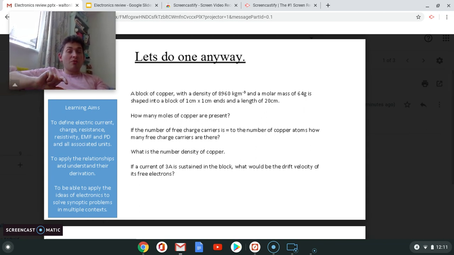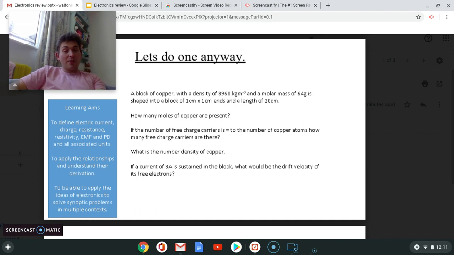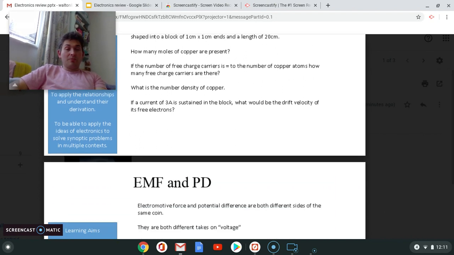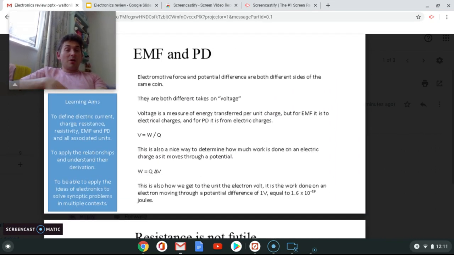And if a current of 3 amps is sustained in the copper block, what would be the drift velocity of its free electrons? And yes, I was pausing because once again I've made a little error there where I haven't put a question mark. So pause it, have a bash at that. Awesome. Yes, so back to this then.